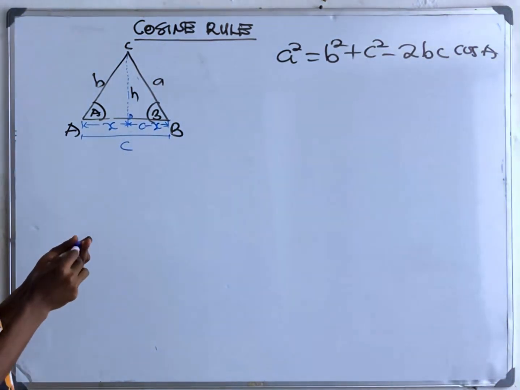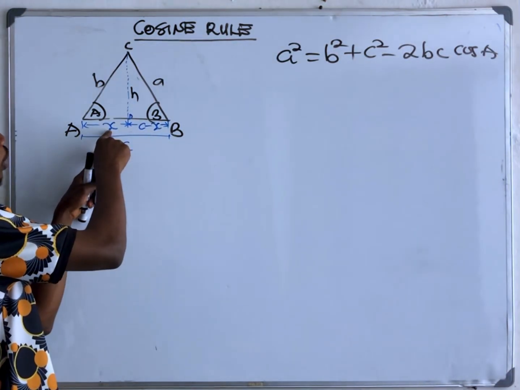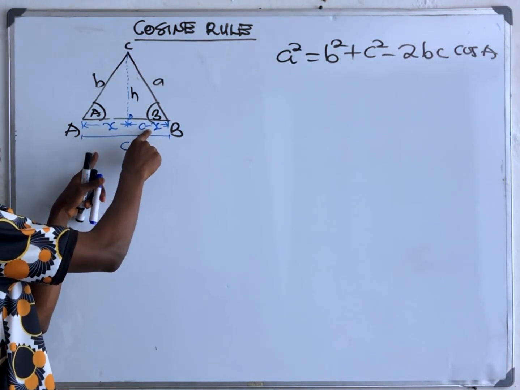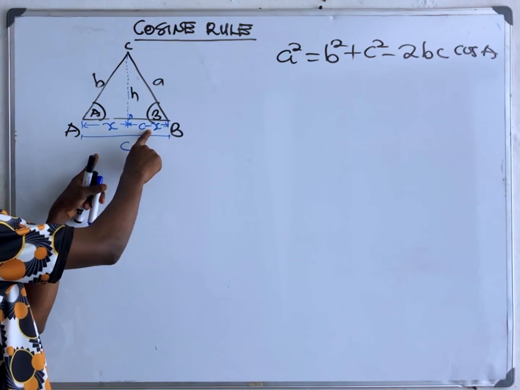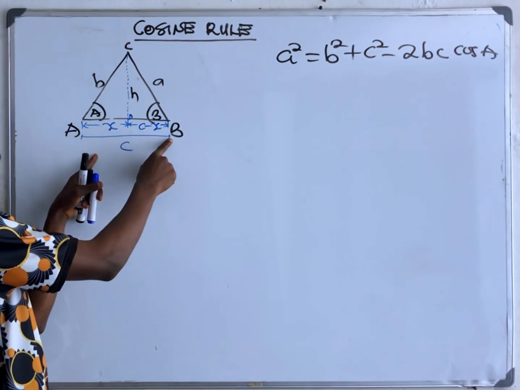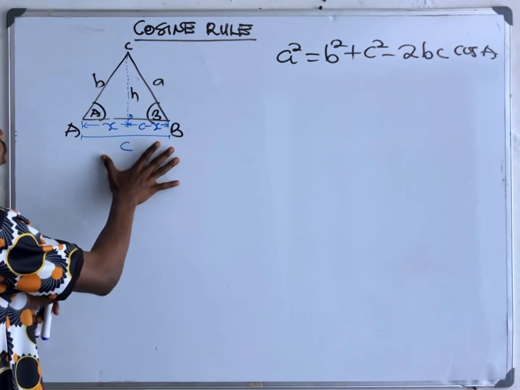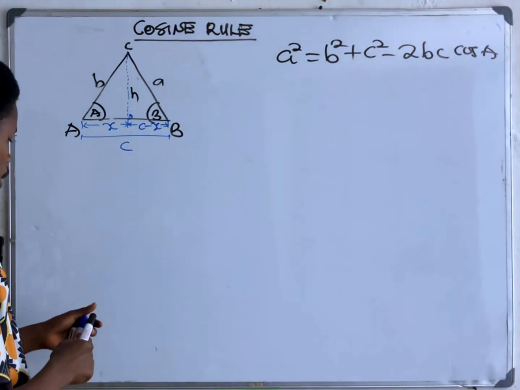x. What I'm saying is that if from here to here is 10, and only this place is 3, this place will be 7. You simply subtract the 3 from the 10. So if from here to here is c and here is x, this place will be c minus x. Good. Now let's see what we can do.